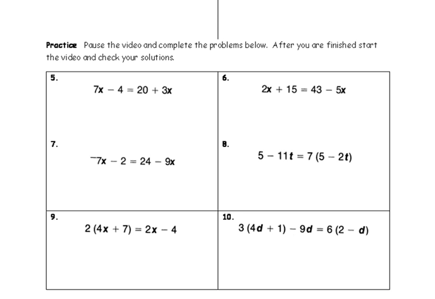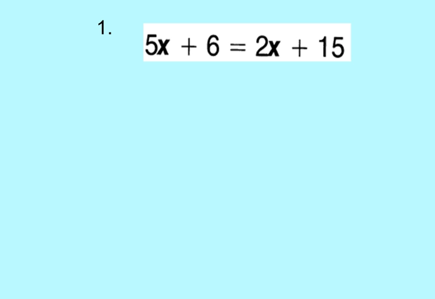After you work them out, I'll give you the answers to those problems at the end of the video. Let's go ahead and begin with our first practice problem. Write this one down, 5x plus 6 equals 2x plus 15. So what we have is variables on both sides. We have an x on the left and an x on the right side of the equation.